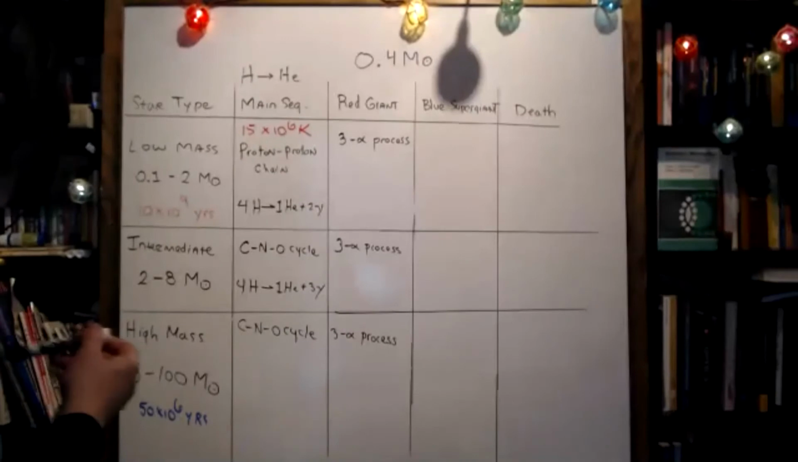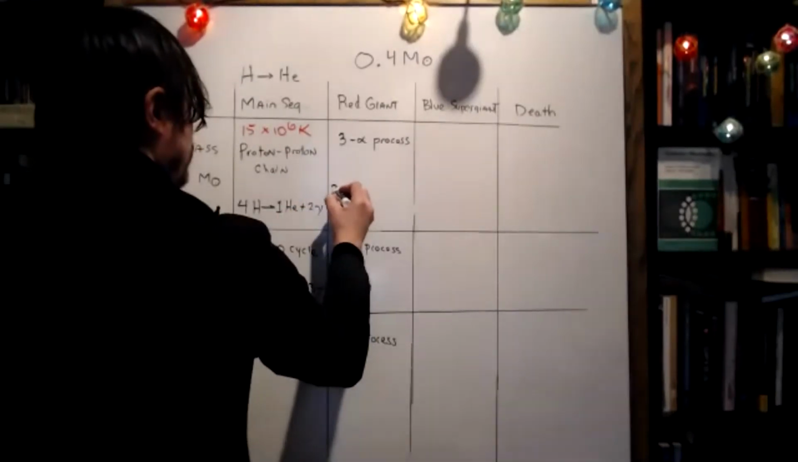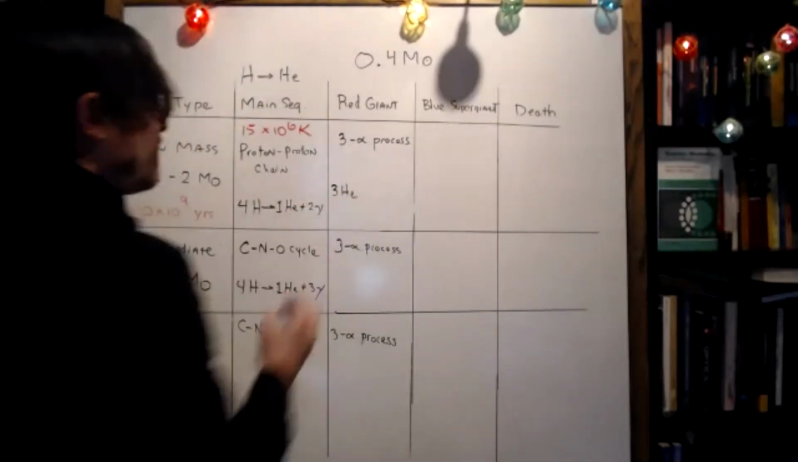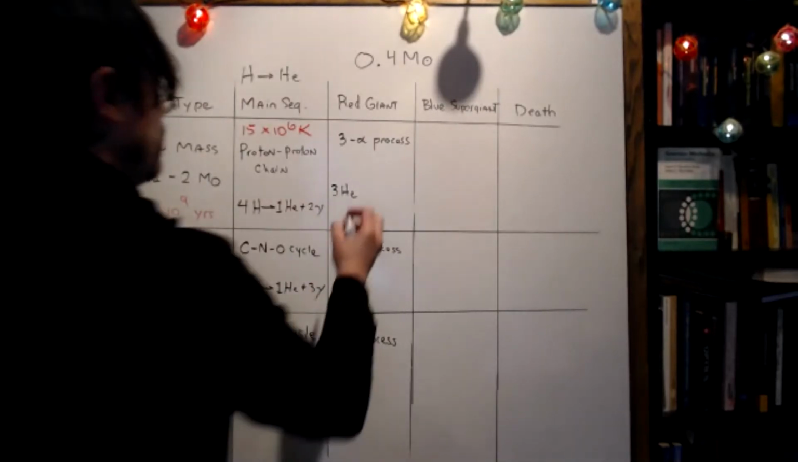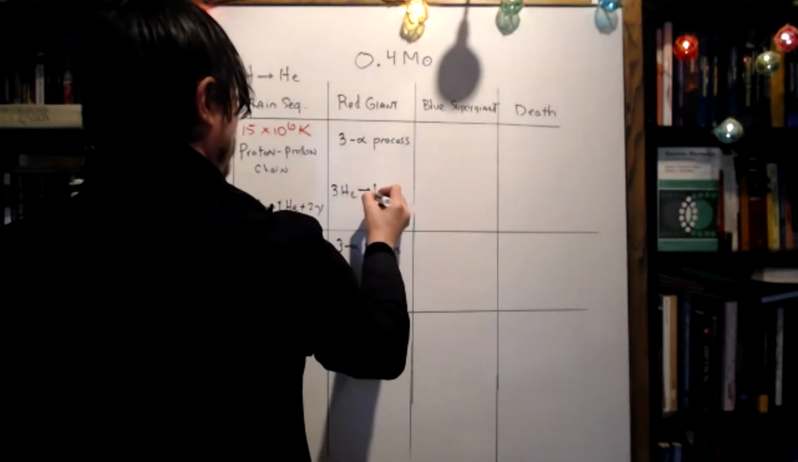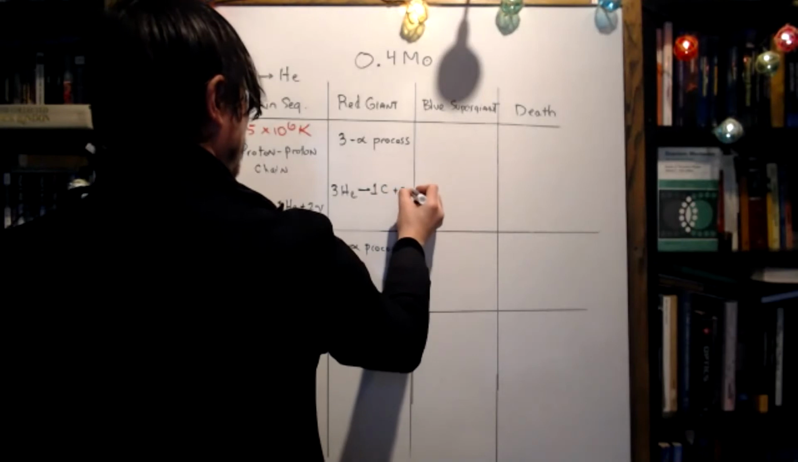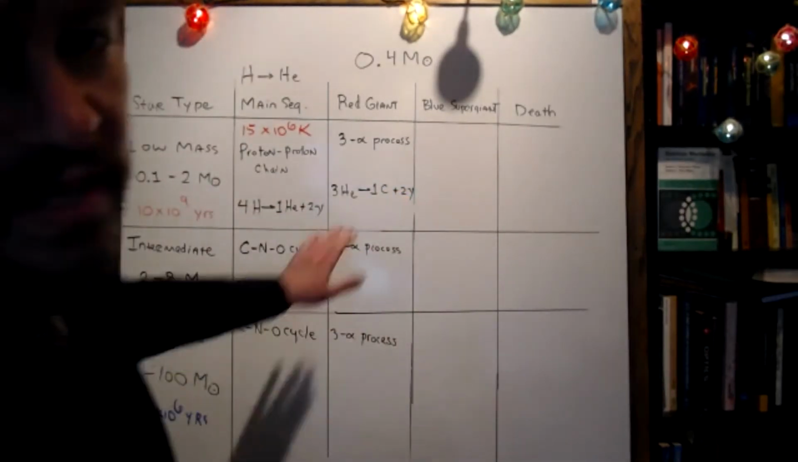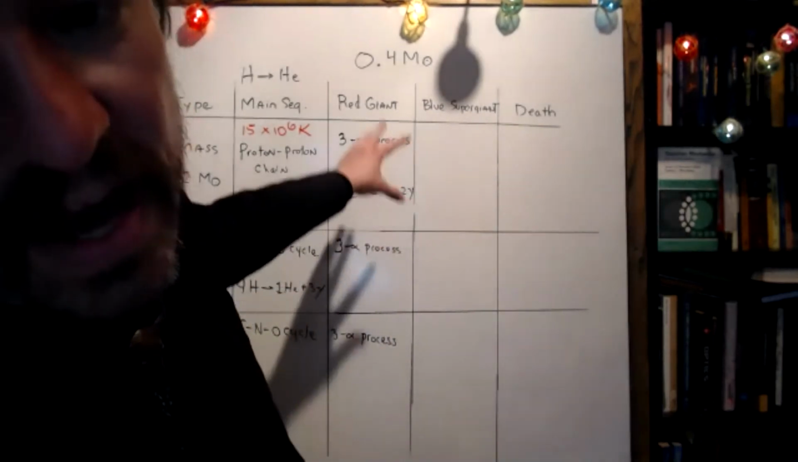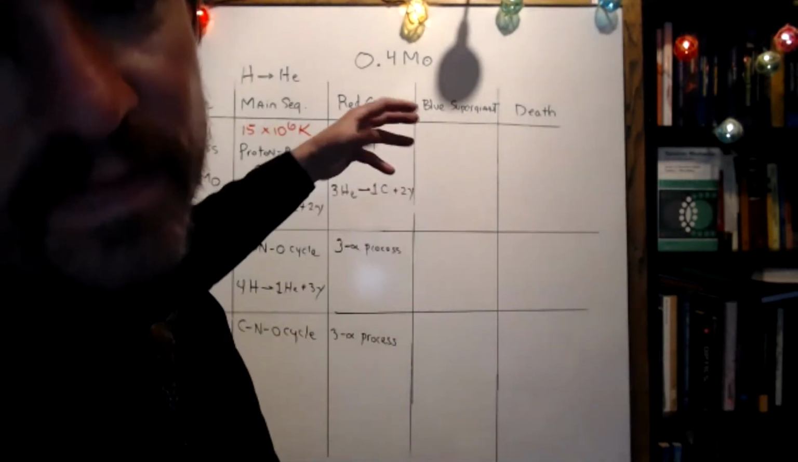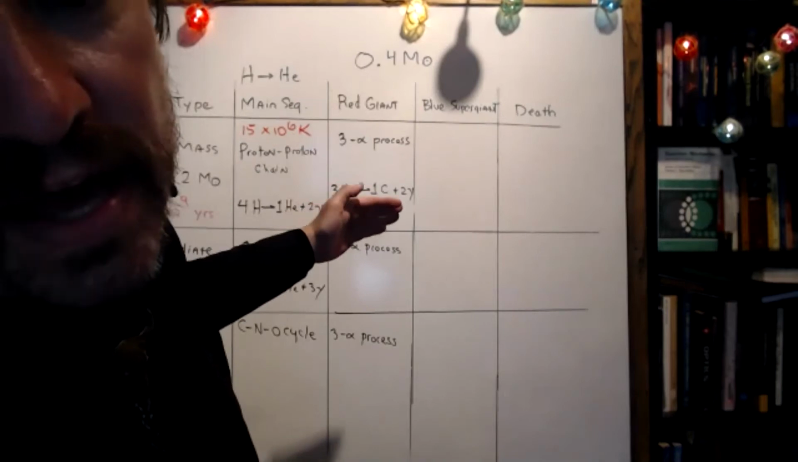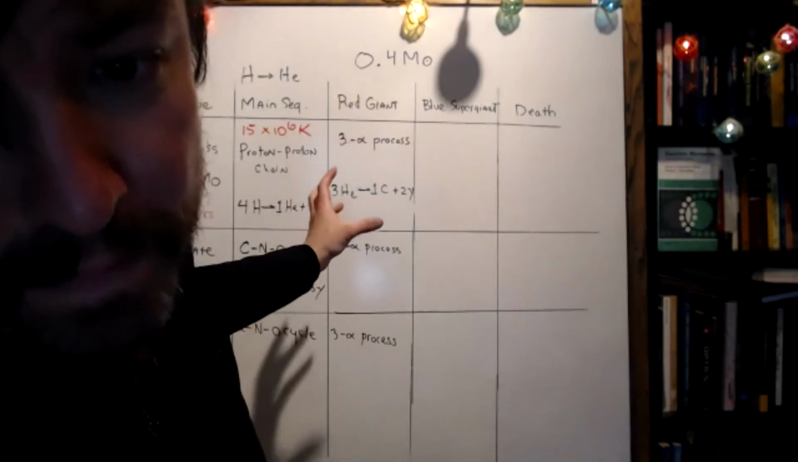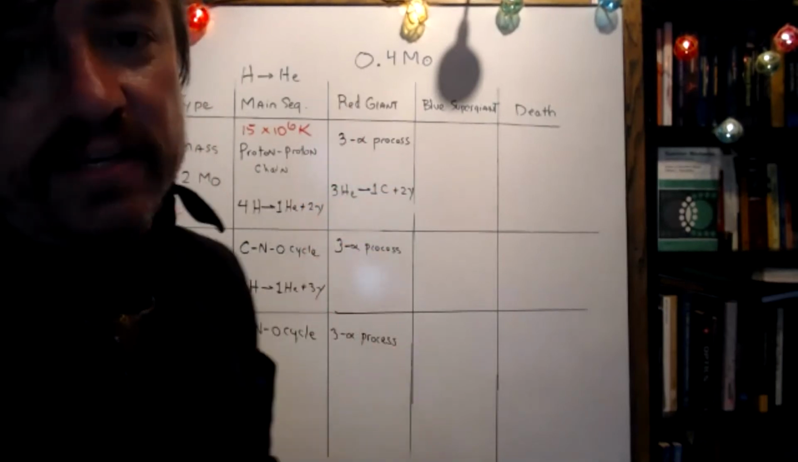Let's write it down together, shall we? 3 heliums slam together to make 1 carbon and 2 gamma rays. This gives the stars a second lease on life, and they can exist for another 1 billion years as a red giant. Betelgeuse, that famous star in the shoulder of Orion, is a red giant.